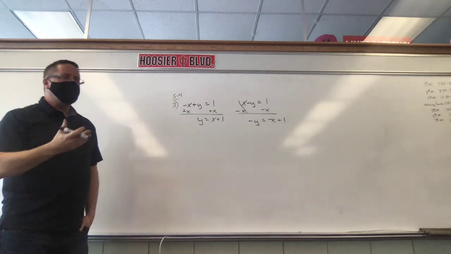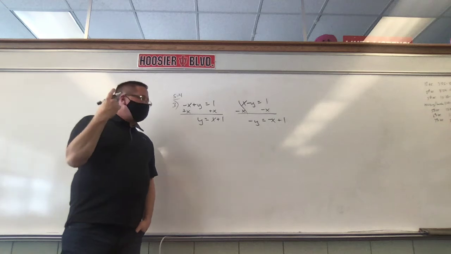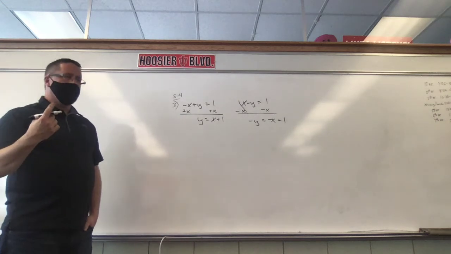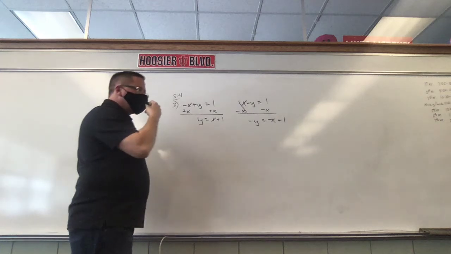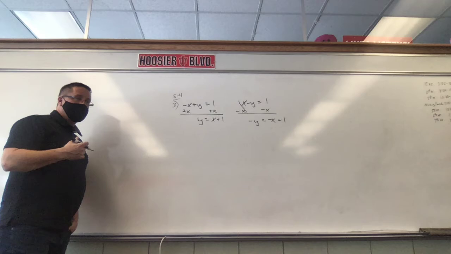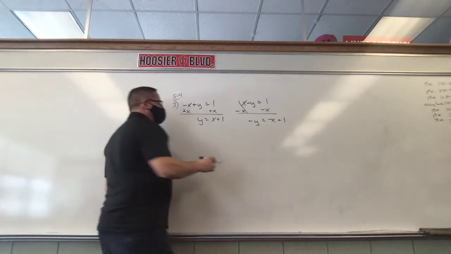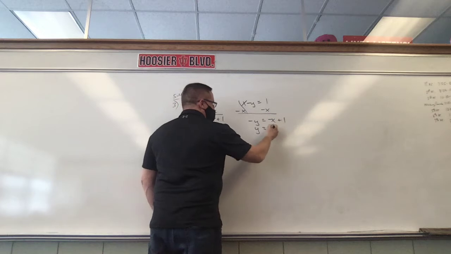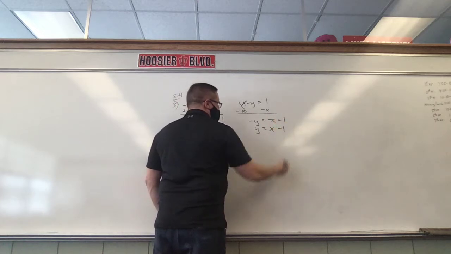What are we doing if we're changing all the signs? Well, when you multiply by 1, what happens? Nothing. But what happens when you times by negative 1? Negative makes positives negative and makes negatives positive. So we're timesing by negative 1. Negative y times negative 1 turns into y. Negative x times negative 1 turns into positive x. Positive 1 times negative 1 turns into negative 1.